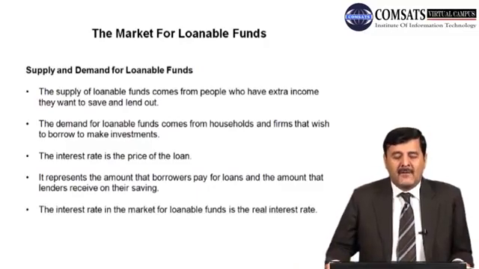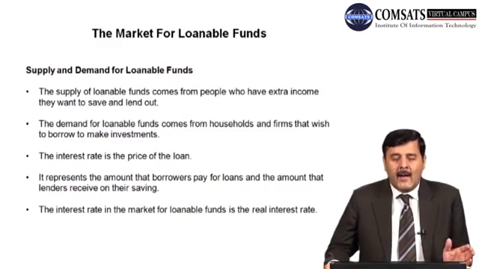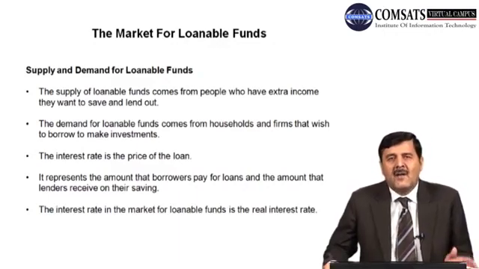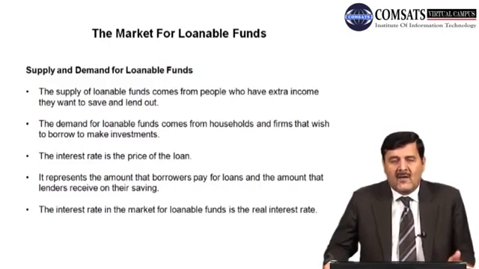Now the market for loanable funds, here we will talk about the supply and demand of loanable funds. Now as we said that the supply of loanable funds come from people who have extra income. So जैसा कि हमने कहा कि जो loanable funds हैं वो ऐसे लोगों से आते हैं जिनके पास extra income होती है, and they want to save and lend out. तो जो लोग जिनके पास इनकम ज़्यादा होती है, कंजम्पशन करने के बाद पैसा बच जाता है, तो that money they want to save and lend it out to the other people as a loan, as to the borrowers, and then so that will become the supply of loanable funds.